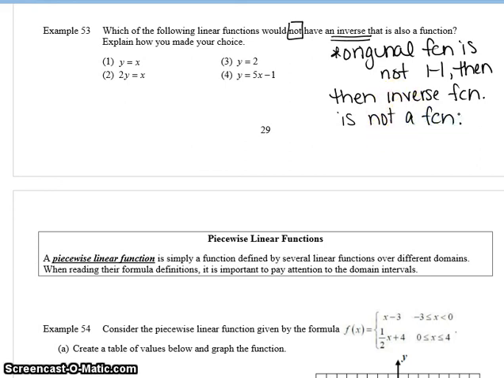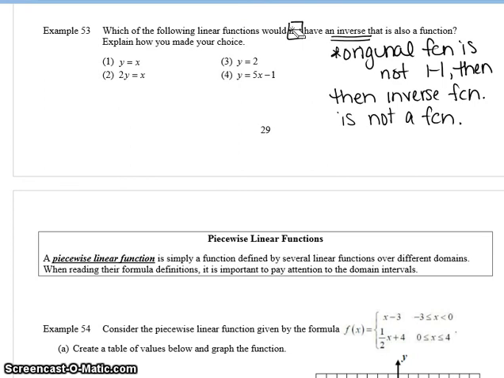Okay, so if the original function itself is not 1-to-1, then the inverse function is not a function. So if you read this question again, it says, which of the following linear functions would not have an inverse that is also a function? Okay, so basically I just have to go through here and say, which one of these is not 1-to-1?